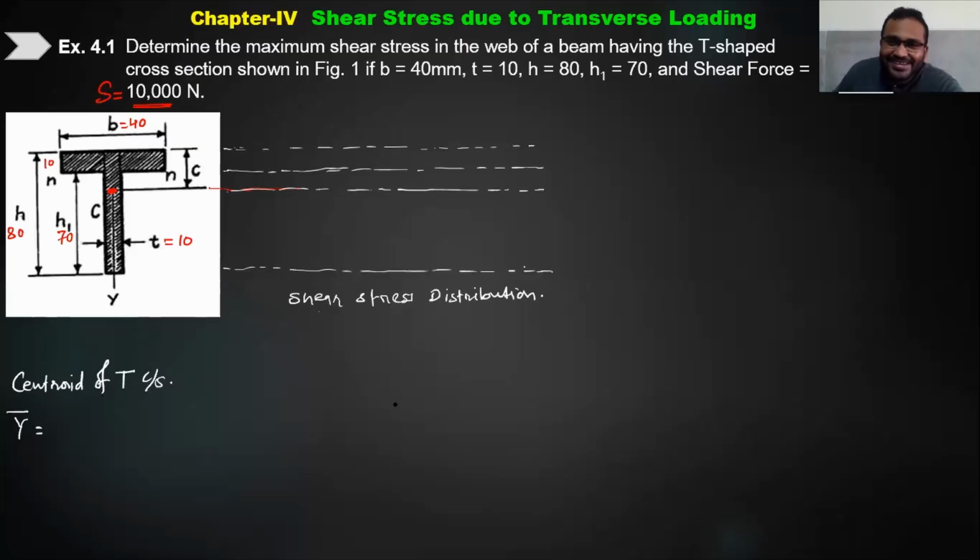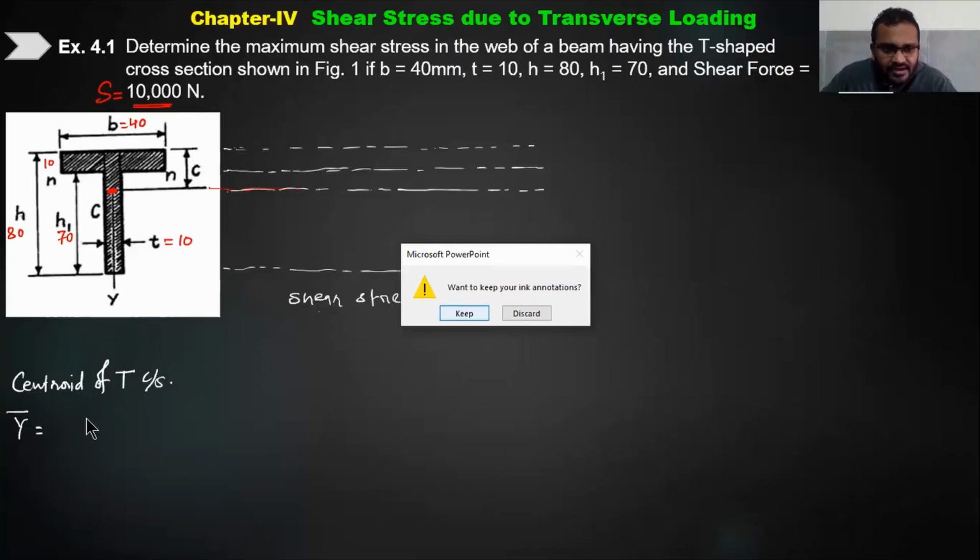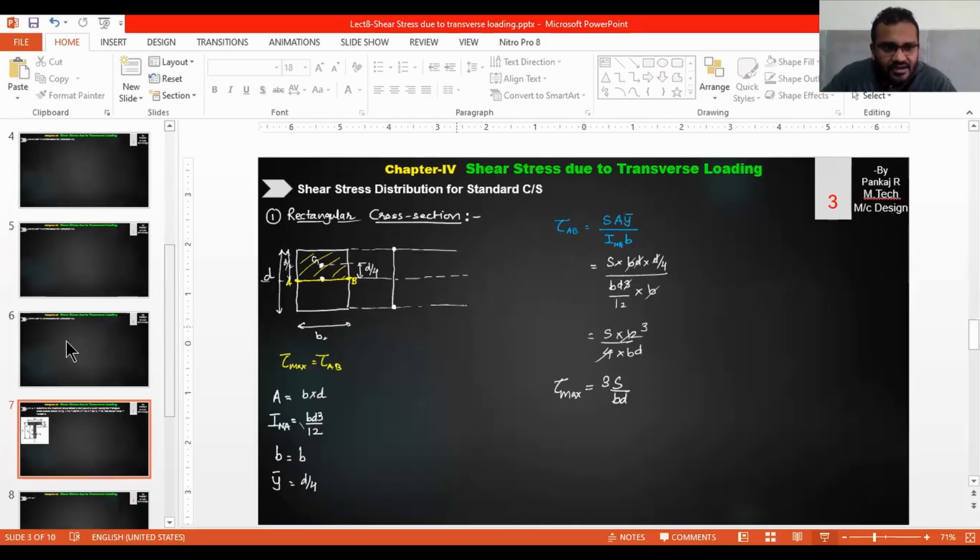Now tell me the value of Y bar. Yes sir, the value of Y bar. Yes sir. So for the value of Y bar, first we will consider the lower vertical part. For that we will consider the value, just 10 into 70 for the area. Okay. And then since we are considering for y, it will be the perpendicular distance.